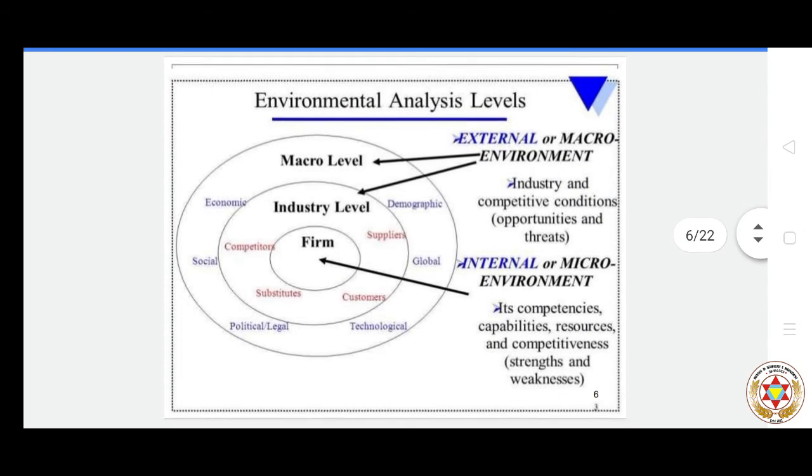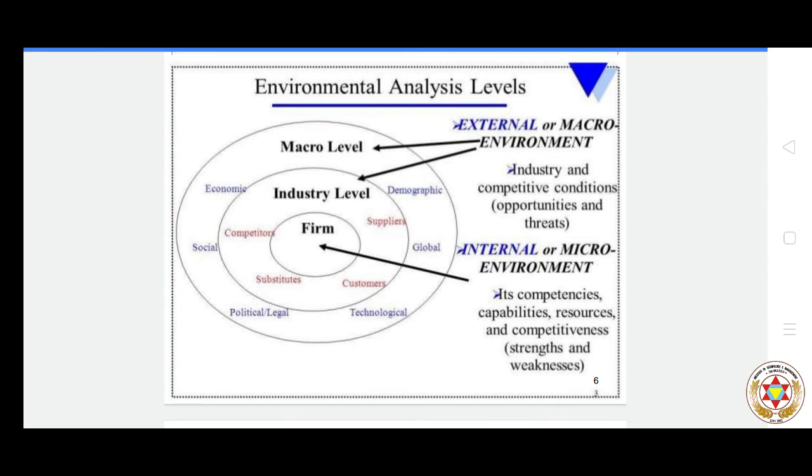These are the organizational environmental analysis levels: the firm level, the industrial level, and the macro level. At the firm level, competency, capabilities, resources, and competitiveness, that is the strengths and weaknesses of the organization, are studied. Whereas at the industrial level, the industry and the competitive conditions, opportunities, and threats are studied. That is the internal or the macro. Macro includes the economic, social, political, legal, technological, global, and demographic factors.